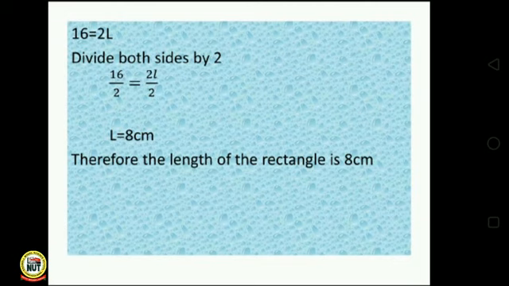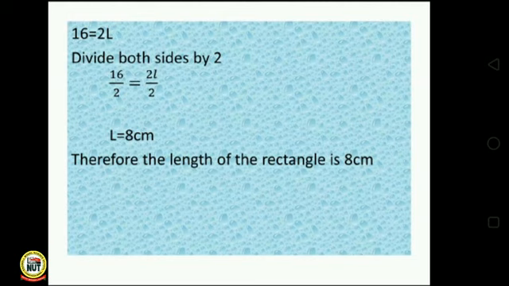So we are going to divide both sides by the number that is with the alphabet, which is 2. 2 is together with the alphabet, so we divide both sides by 2. That is the reason why we are dividing both sides by 2, not by 3, not by 4, because 2 is the number together with the alphabet we are looking for, which is the length, L. So when we say divide both sides by 2, you divide 16 by 2, and also divide 2L by 2. That's why you have 16 over 2 is equal to 2L over 2.